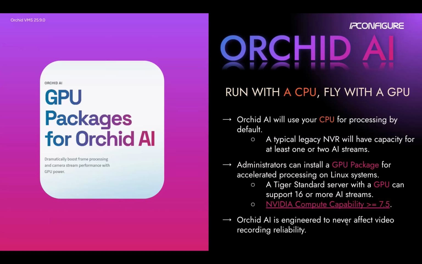That being said, Orchid AI is engineered to never affect video recording reliability. Orchid AI runs as a companion process to the main VMS, and it runs at a slightly lower priority. So even if you overload Orchid AI, your AI search recognition frame rate might start to drop, but it's always going to take a backseat to the main VMS. At no point do we want our AI search capabilities to affect your system's ability to do its most important job, which is record your video.